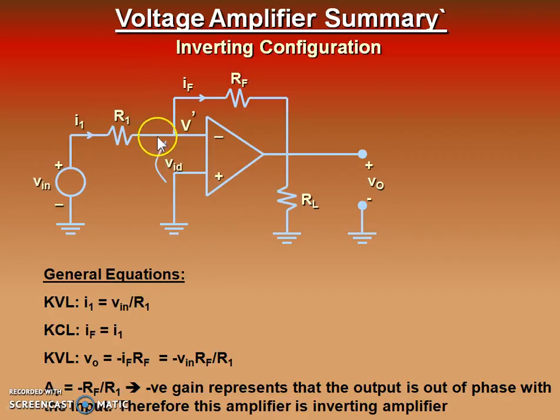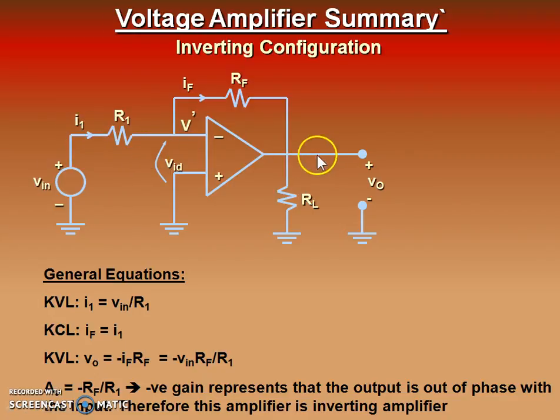Now if we apply KCL, that means Kirchhoff's current law, at this node, this is the incoming current and this is the outgoing current. As the input current of this differential amplifier should be 0, the current IF through the feedback resistance RF should be equal to the current through the input resistance. Therefore IF should be equal to I1.